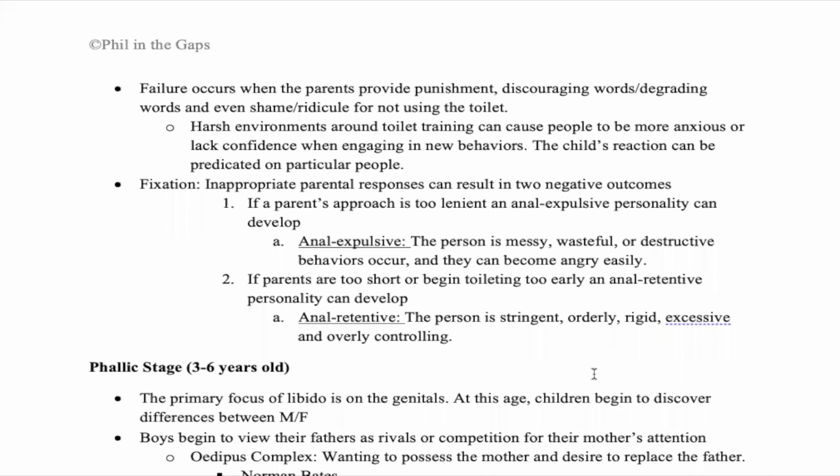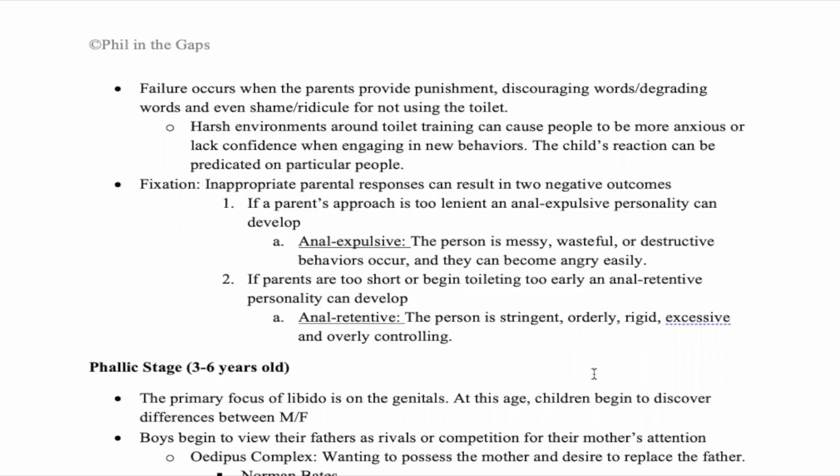So, a fixation here, which again is where somebody doesn't progress at the rate that you would think, comes in the form of inappropriate parental responses that can come from two possible negative outcomes. So keep this in mind because a lot of times people in life naturally are just going to utilize these terms without even knowing what they mean. So one side of the coin is if somebody is too lenient. The other side of the coin is if somebody is too short or expects too much of them. So let's look at this a little bit closer.